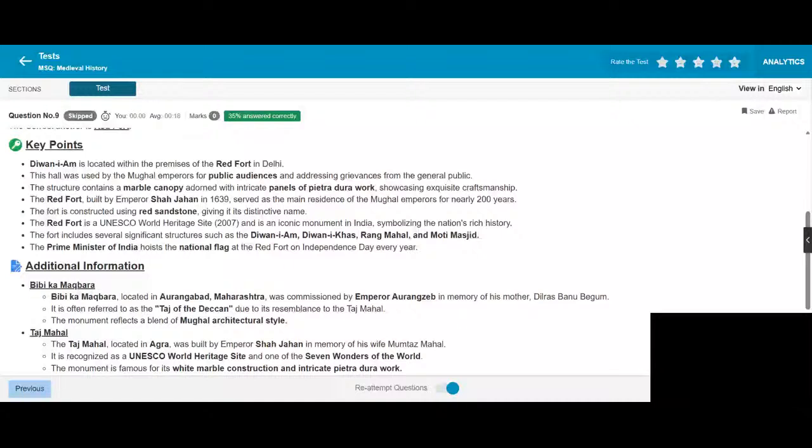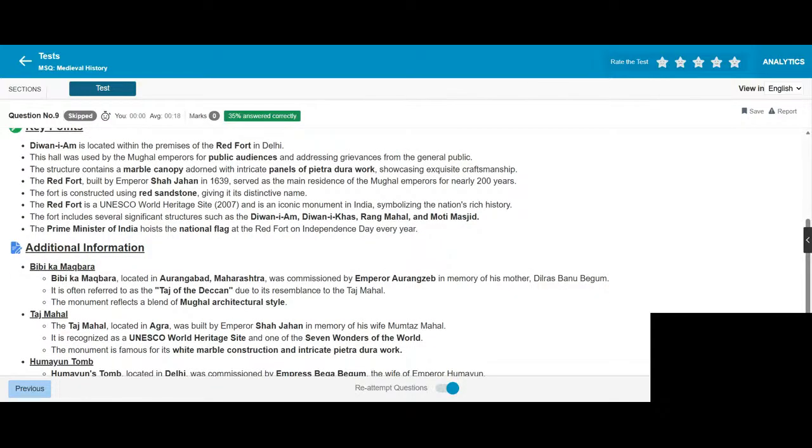The Red Fort, built by Emperor Shah Jahan in 1639, served as the Mughal capital for nearly 200 years. The fort is constructed using red sandstone, which gives it its distinctive name. It is a UNESCO World Heritage Site since 2007 in India, symbolizing the nation's rich history. The fort includes several significant structures such as Diwan-e-Am, Diwan-e-Khas, and Rang Mahal. The Prime Minister of India hoists the national flag at the Red Fort on Independence Day every year.